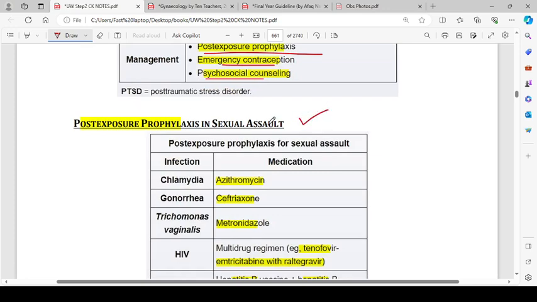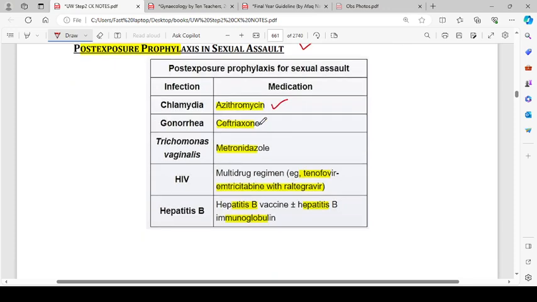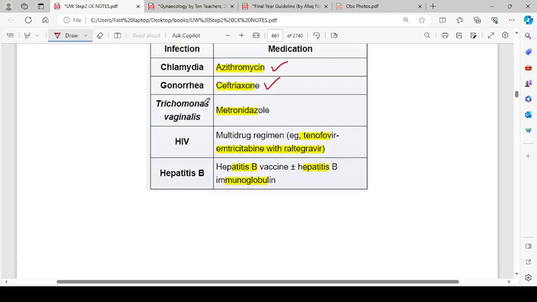Post-exposure prophylaxis and sexual assault. Chlamydia, give azithromycin. For gonorrhea, give ceftriaxone. Trichomonas vaginalis, metronidazole. HIV, multi-drug regimen, that is tenofovir, emtricitabine with raltegravir, and hepatitis B vaccine with or without hepatitis B immunoglobulin.